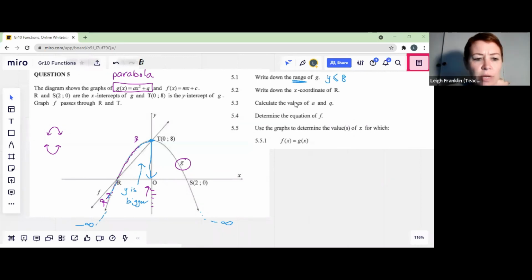Okay, has anybody managed to do question 5.2? And then Katlego, I can explain to you as we go. Has anybody written down the x coordinate at r? You can pop it into the chat if you've got an answer. Well done, Ria Betswe. Good. Okay. Intlafatso, okay.